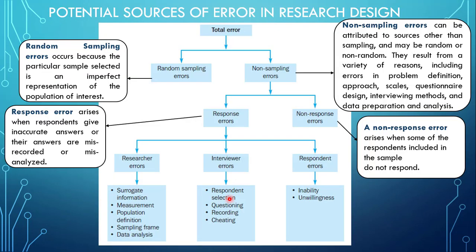This is how we are going to select research design. But whenever you develop a research design, there might be different sources of errors. So basically we have total error. Total error is the cumulative of all these errors. The total error might be because of random sampling error, and it might be because of non-sampling error.